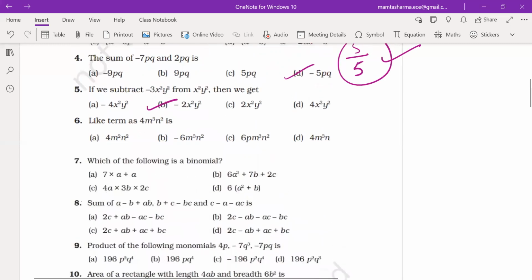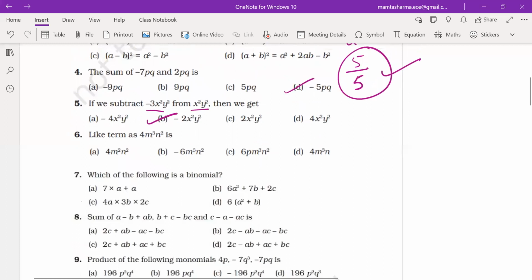Fifth one. Yes. If we subtract this term from this term, then we will get... According to the integers law, ma'am, you need to put minus and take the higher number's sign. So the higher number is 3, so put minus. No, Ananya, you are wrong. Shubhra pointed out the right thing.